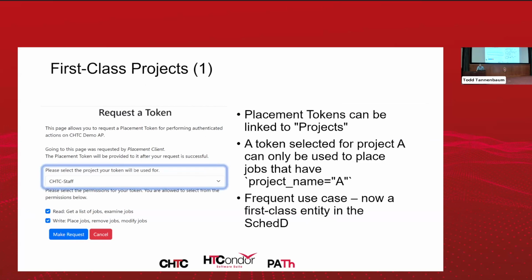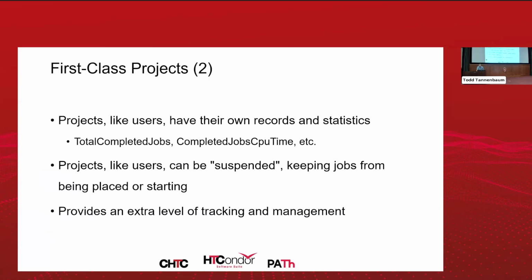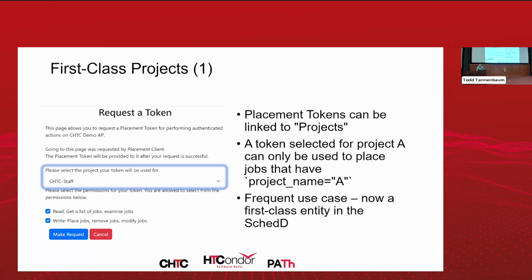I mentioned I'd get back to projects. This is kind of a side quest that we did when we did placement tokens. We finally made projects first class in the SCED. I think multiple people have tried to add projects, kind of implemented them independently. So I think it's good that we have a first class wheel for that. And the token is actually linked to a project. So if you get a token for CHTC staff, your submit file now needs to have project name equals CHTC staff in it, or the SCED will refuse to submit it. If you're part of a different project, you need to get a different token for that.